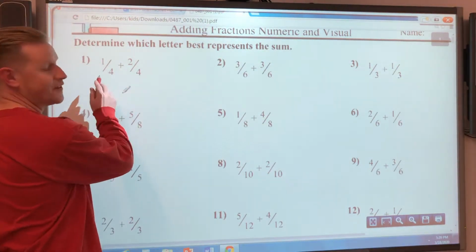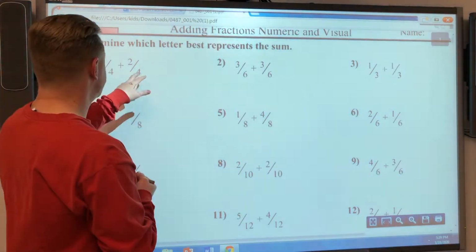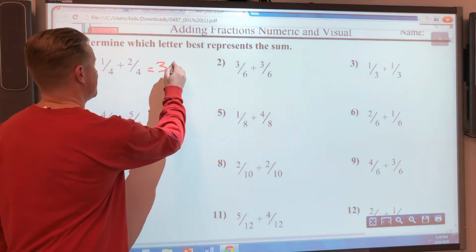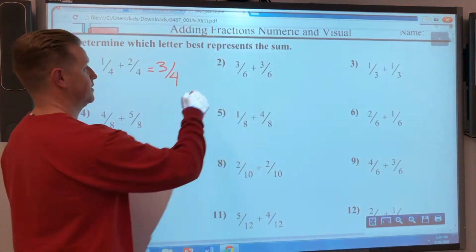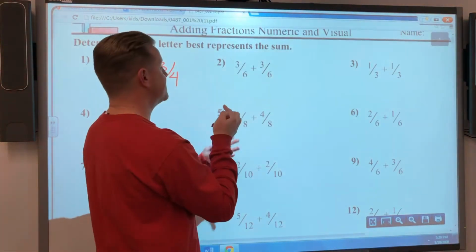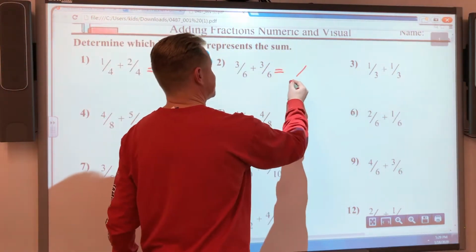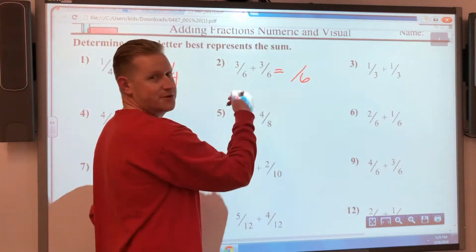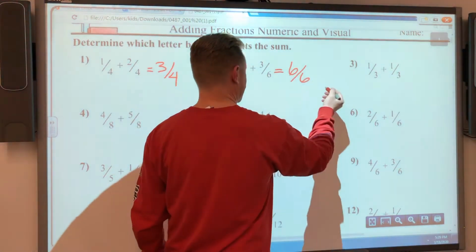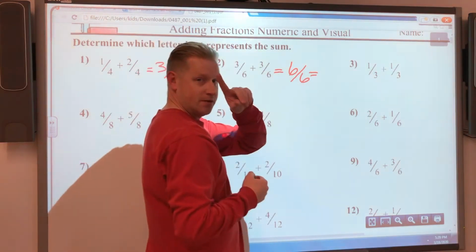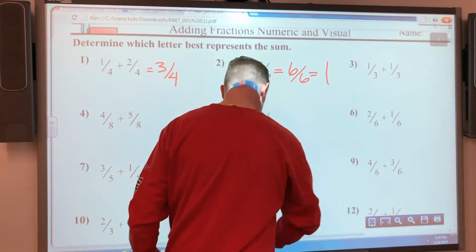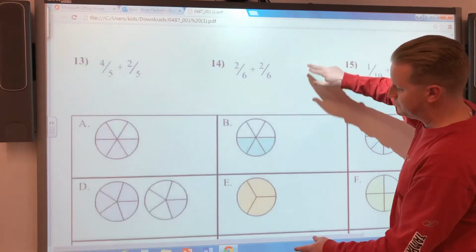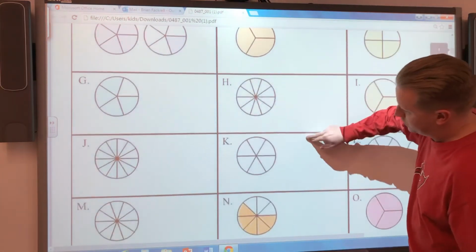Adding fractions. Starting, looking at the denominators, that's the bottom number. These are common. 1/4 plus 2/4 equals 3/4, nothing to be reduced. 3/6 plus another 3/6. We know that's going to give us how many 6 do we have? We're going to look at the numerator. Add 3 plus 3, giving us 6. 6 over 6 equals 1 whole. Down at the bottom, it just wanted you to match them up visually with the corresponding picture.